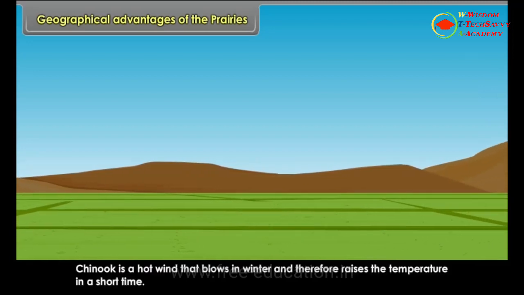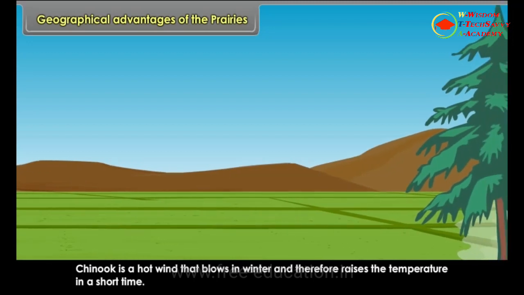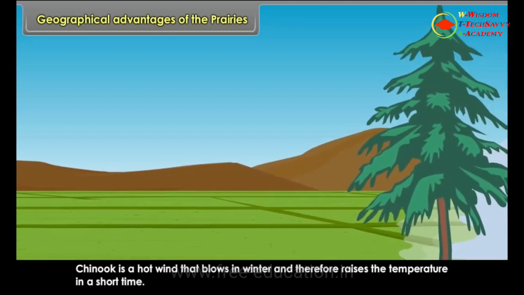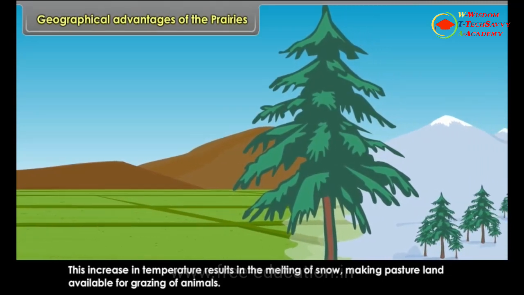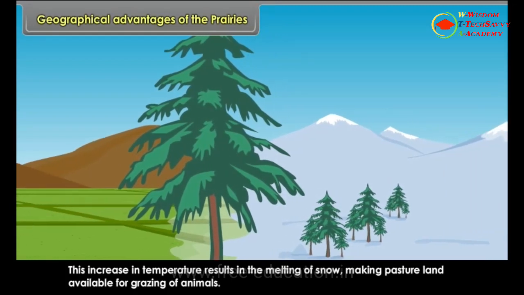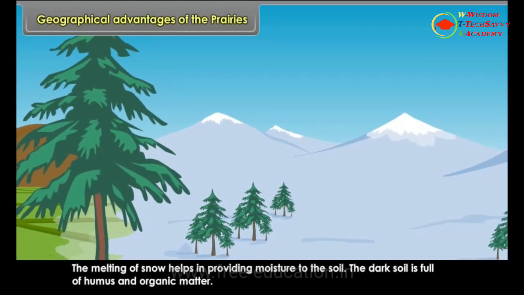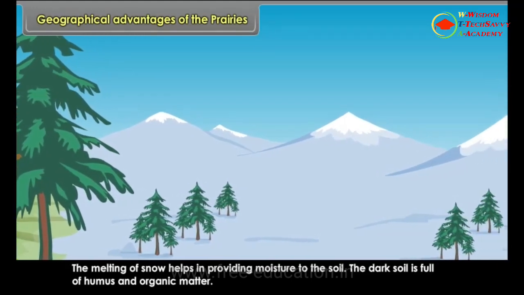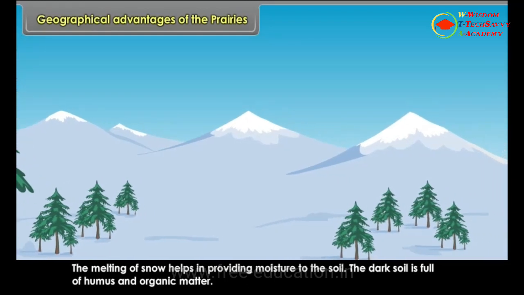Chinook is a hot wind that blows in winter and therefore raises the temperature in a short time. This increase in temperature results in the melting of snow, making pasture land available for grazing of animals. The melting of snow helps in providing moisture to the soil. The dark soil is full of humus and organic matter.